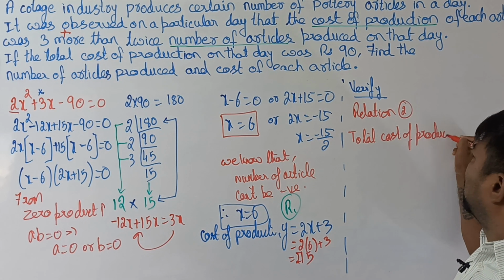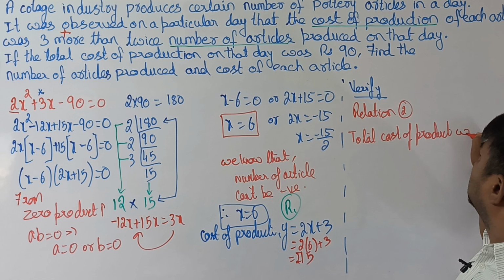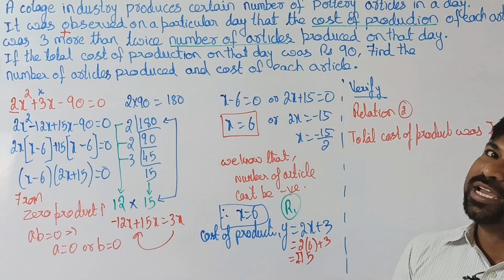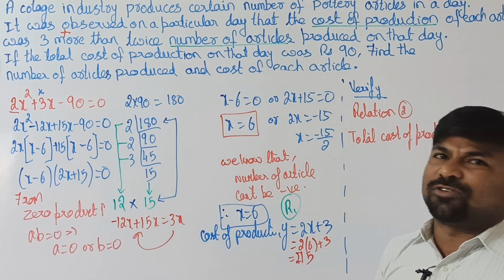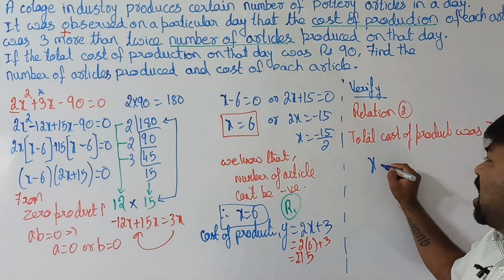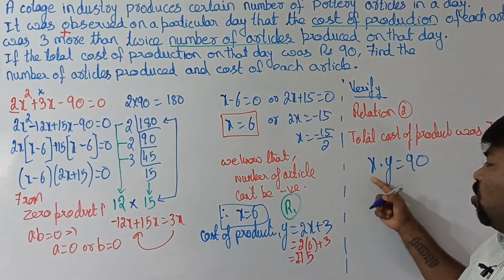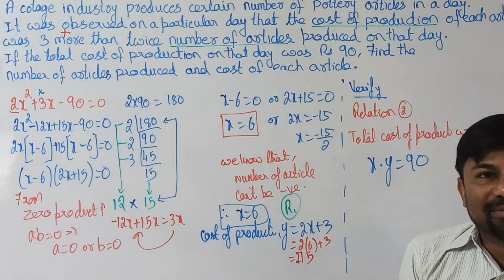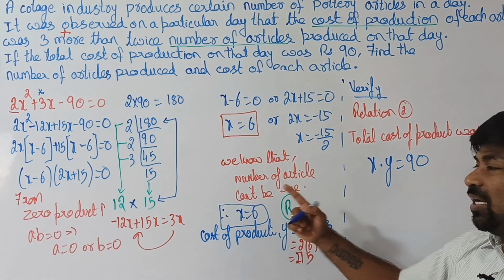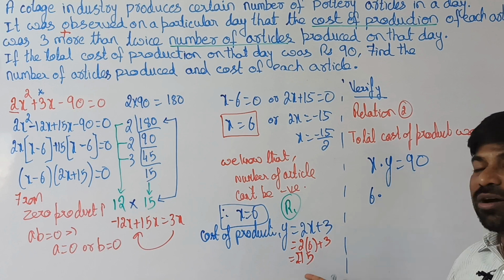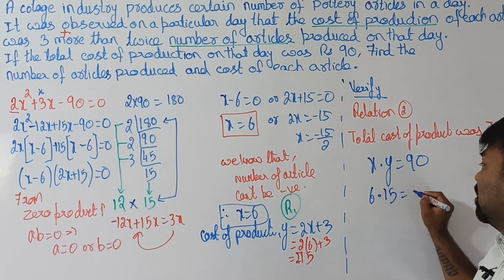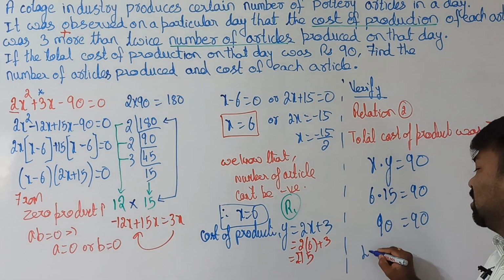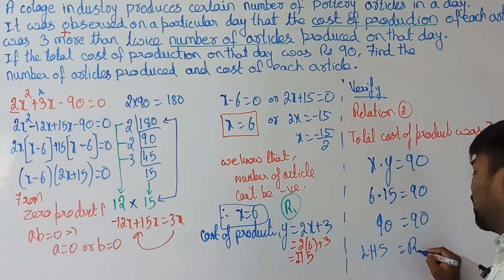Total cost of production per day was rupees 90. This is what he has given. The total cost of production is 90. What does the cost of production mean? We said it is nothing but x times y equals 90. What is x? Number of articles. And what is y? Cost of each article. How many articles are there? 6. And what is the cost of each article? It's 15. It is matching up. So 90 equals 90. LHS equals RHS.